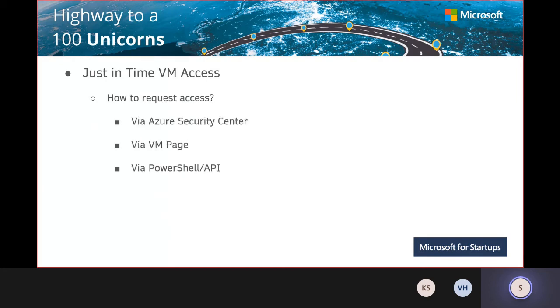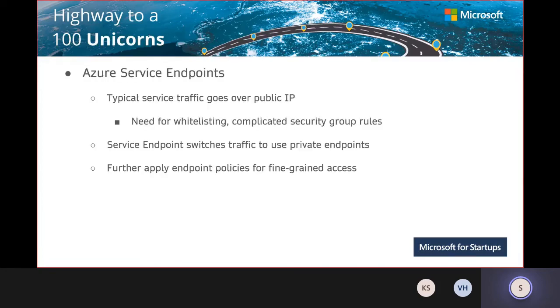So how do you gain access? There are different ways of accessing. You can request access via the Azure Security Center. On the VM page, you have an option to click and say enable just-in-time VM access, or you can also use PowerShell or API commands to enable access to this.